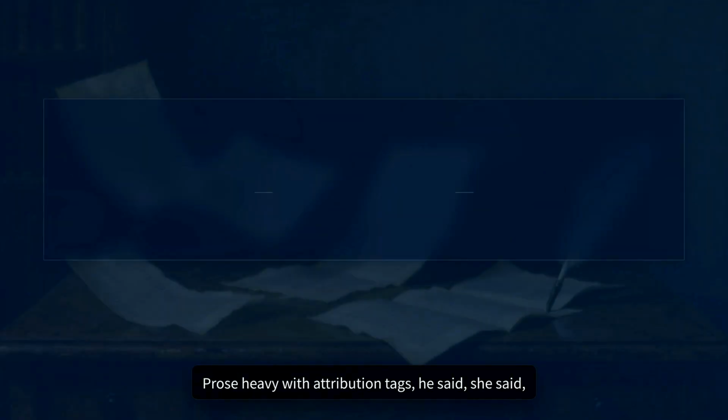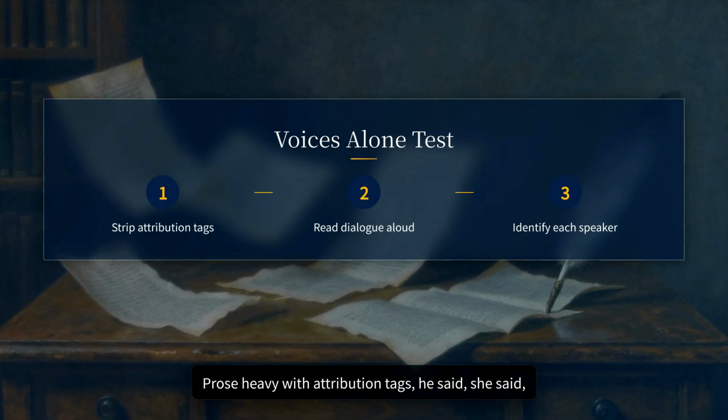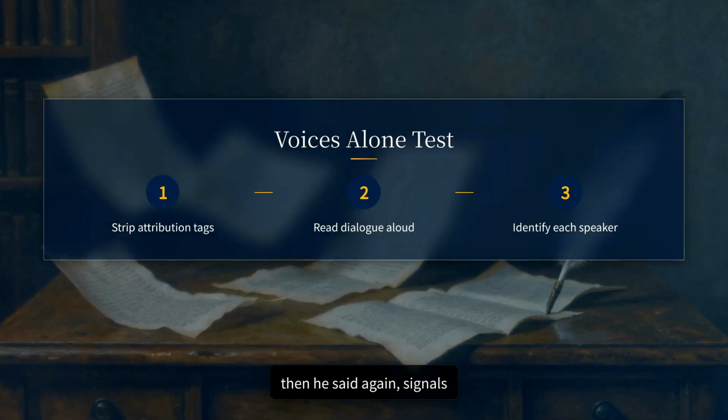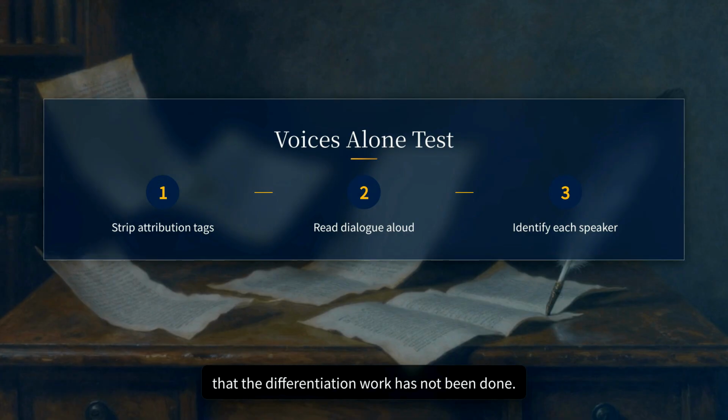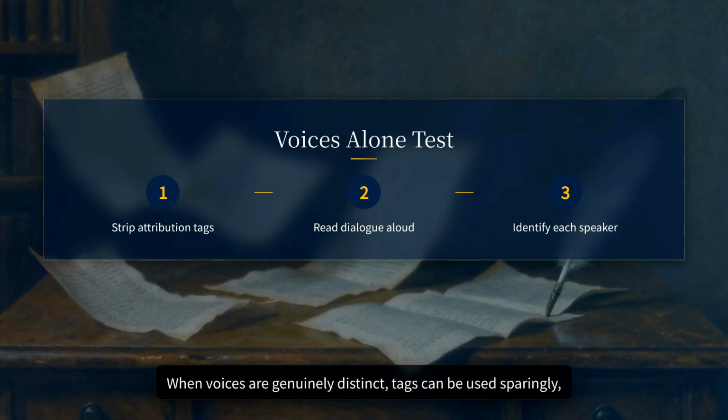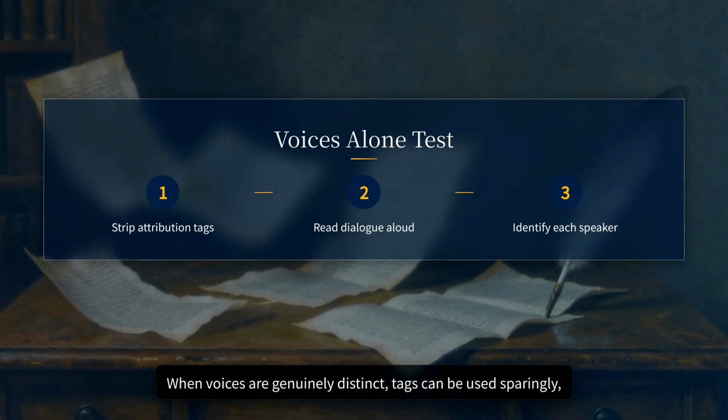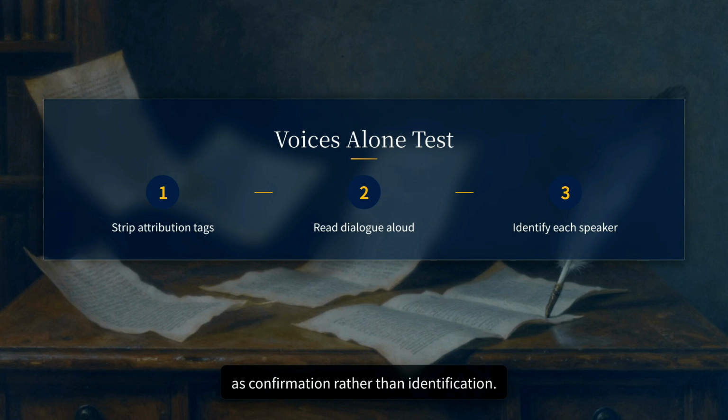Prose heavy with attribution tags, he said, she said, then he said again, signals that the differentiation work has not been done. When voices are genuinely distinct, tags can be used sparingly, as confirmation rather than identification. Here is a simple test. Strip every attribution tag from a passage of dialogue involving 3 or more characters. Read it aloud. If the speaker of each line cannot be identified from voice alone, the work is not finished.